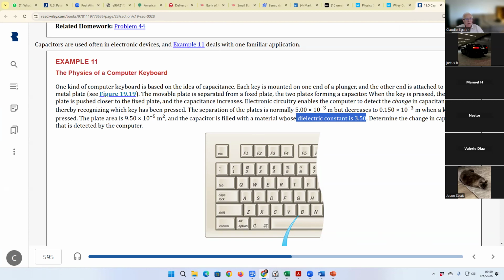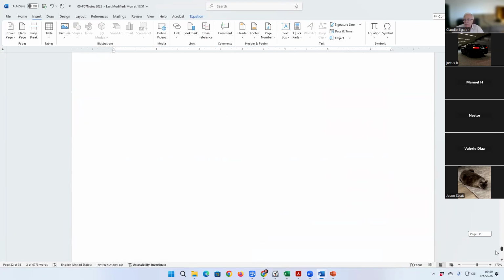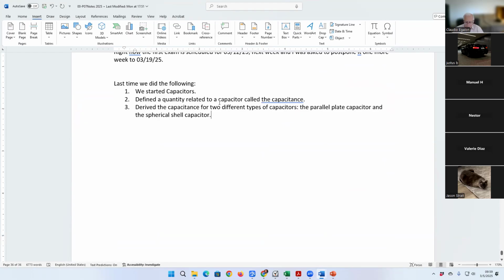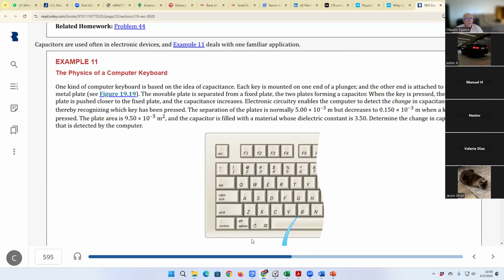Let's do that as an example. That's a good example. Let's go here. I'm going to write that down. Example. And then we go back. Oh, let's see. I also have to put here what happens when we place different dielectrics between the plates of a capacitor. Okay. So example 11 of the book. Yeah, example 11 of the book. So what you have to know to solve this example.